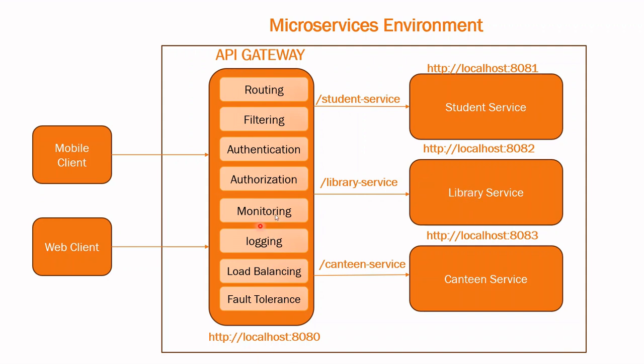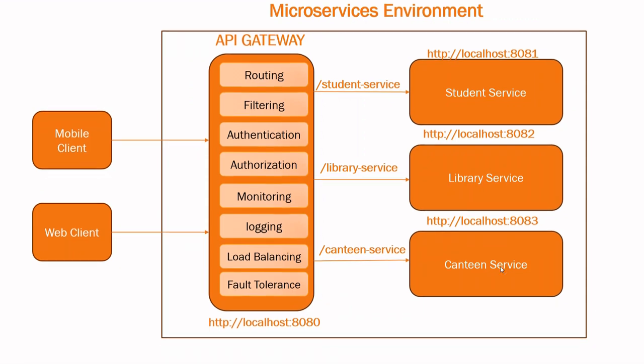Like this, you can get all the books available inside your library with the help of the API gateway. If you want to hit the endpoint of your canteen service, you can make it like http colon double forward slash localhost colon 8080 slash canteen service. Now your API gateway will route to the canteen service. Like this, you can work with an API gateway in a microservices environment. So this is the overview.